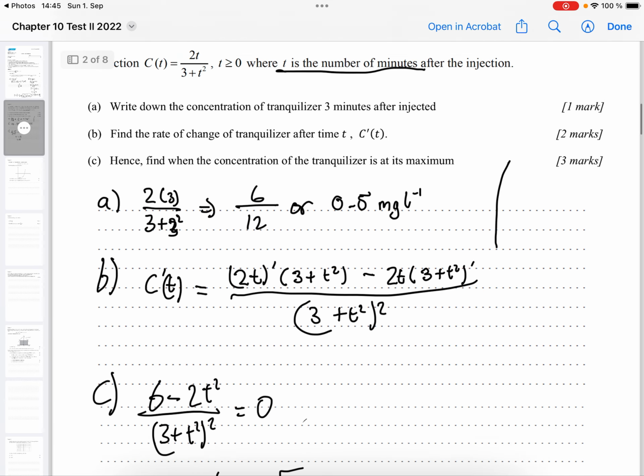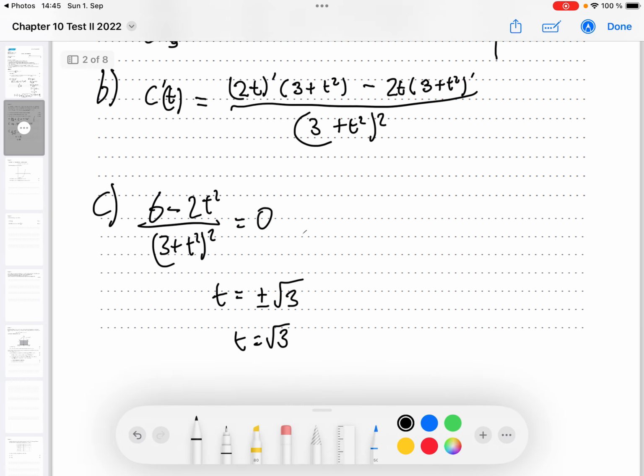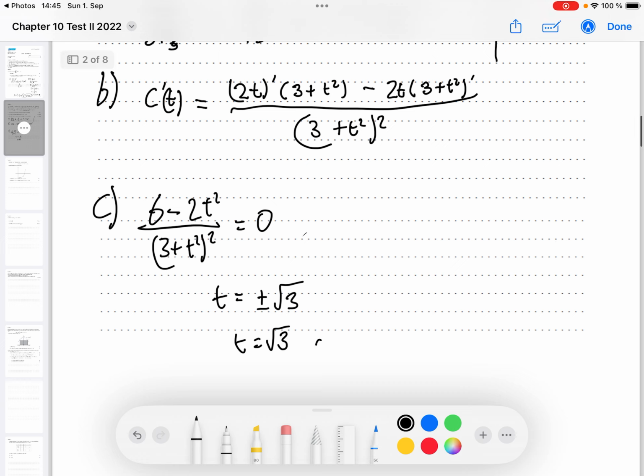The question here asks find when the concentration of the tranquilizer is maximum. So at t equals root 3, or at t equals 1.73 minutes, the concentration is maximum.